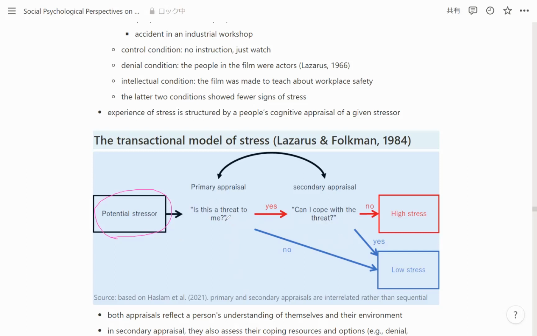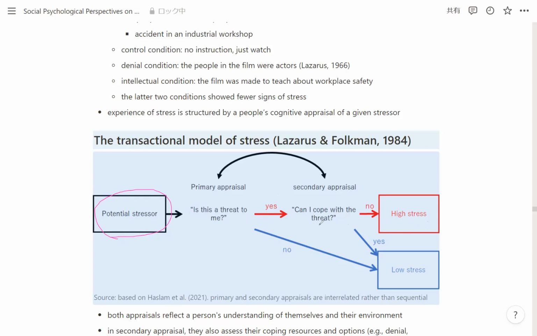there are two stages of appraisals. In a primary appraisal, people just think whether this is a threat to me or not. And if they think it's a threat, then there is a secondary appraisal: can I cope with the threat? So in the film, okay, I could lose my hand as well. And then, is there any way that I can avoid such an accident?